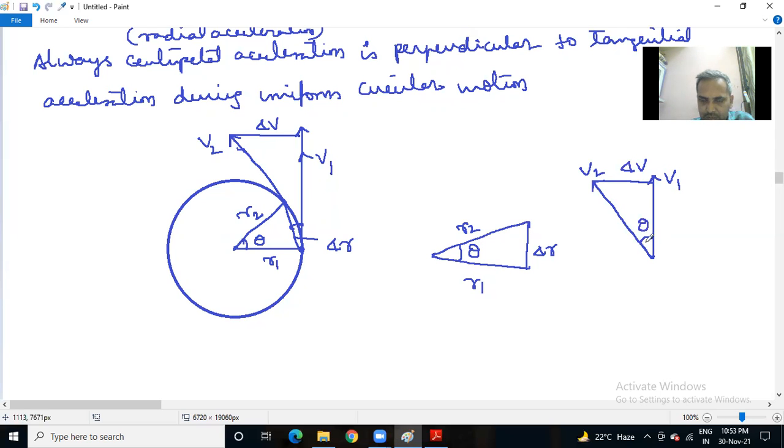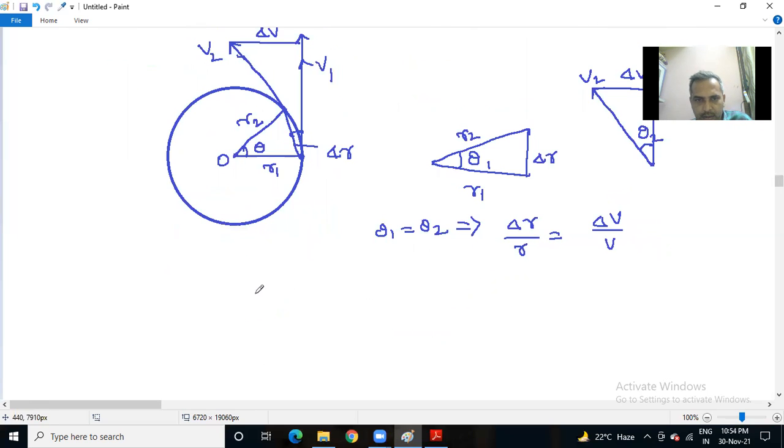Now this is going to be theta. So theta is the same in both the cases. So theta 1 is equal to theta 2. Next, for theta 1, delta R by R, because the radius is the same during circular motion, is equal to delta V by V1, and V1 equals V2 in magnitude. So it is V. Therefore we can write delta V is equal to V into delta R by R.